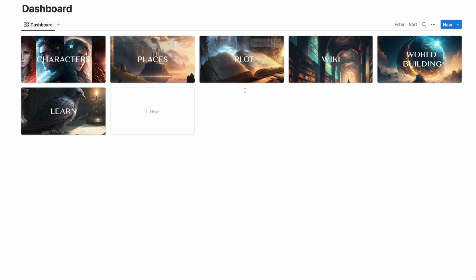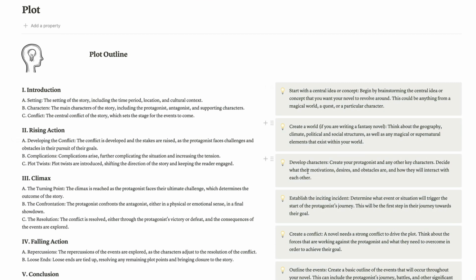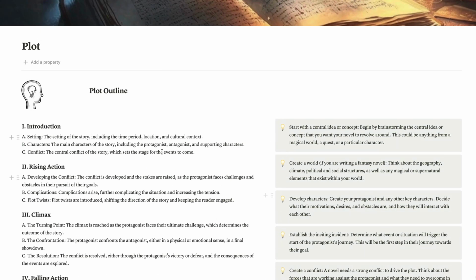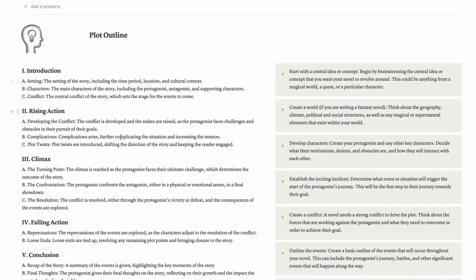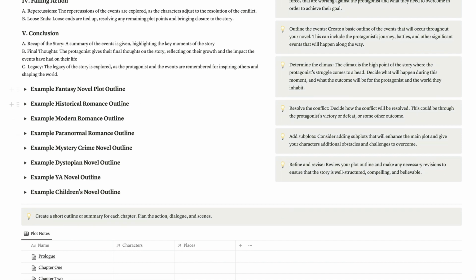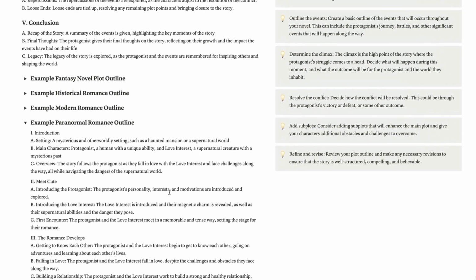Let's look at the plot section in the template. The tips that I mentioned are here on the right side, so you can consult them. There is an example plot outline which you can use for the underlying structure of your own story outline. And there are also some example outlines like fantasy, historical, modern romance, paranormal romance. Check them out and see if maybe they can help you for your outline.